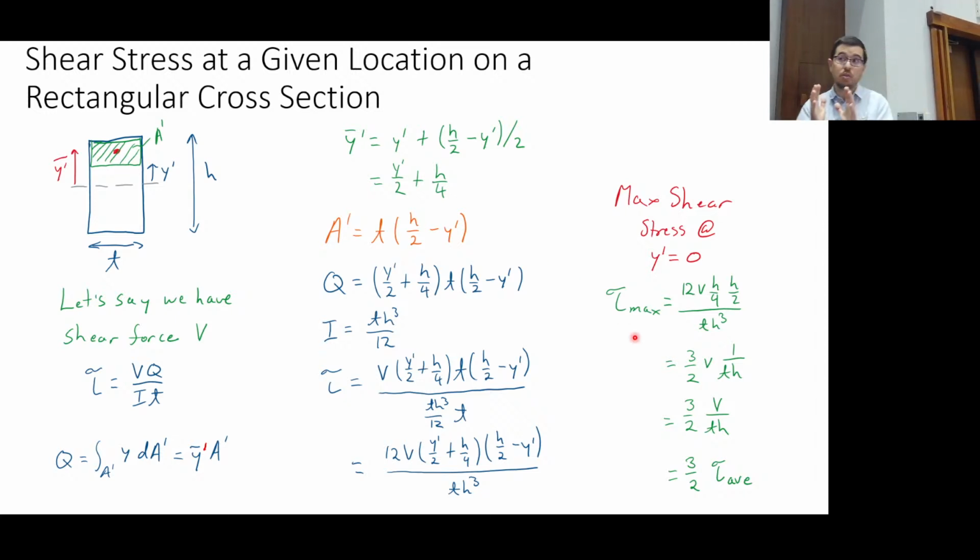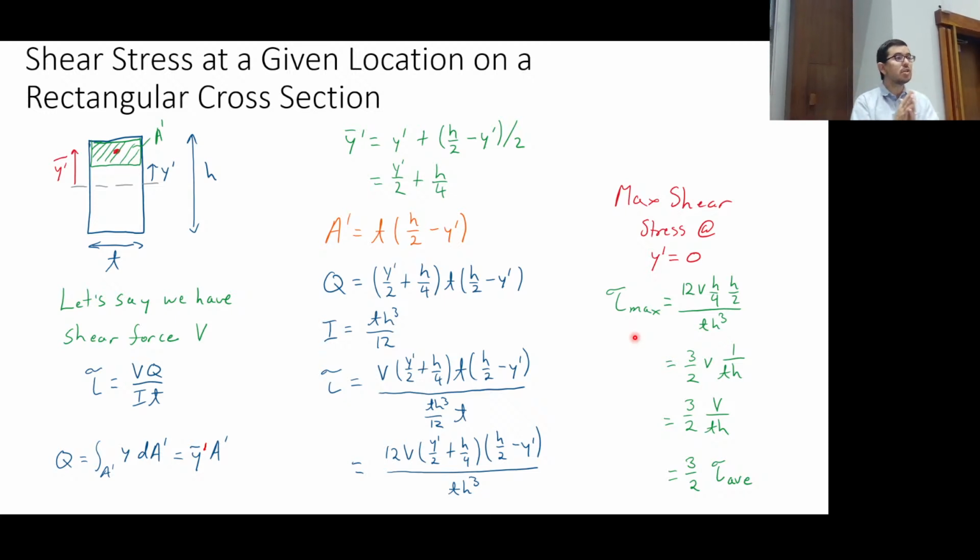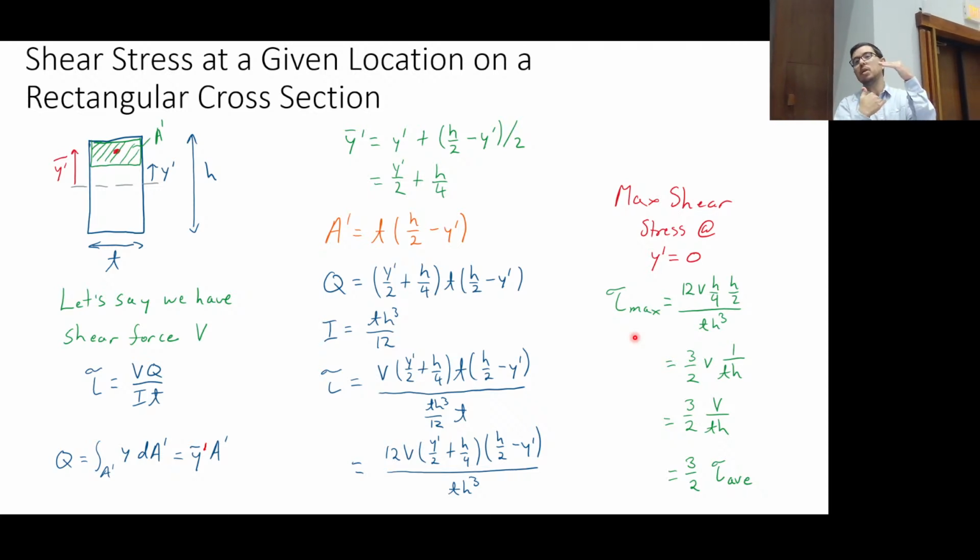And now we're saying that the maximum shear stress is 1.5 times that average shear stress. So if that's the average shear stress, maybe it's not the maximum, because it's 0 at the top and the bottom, but it's maximum at the middle location. So this is a classic expression.